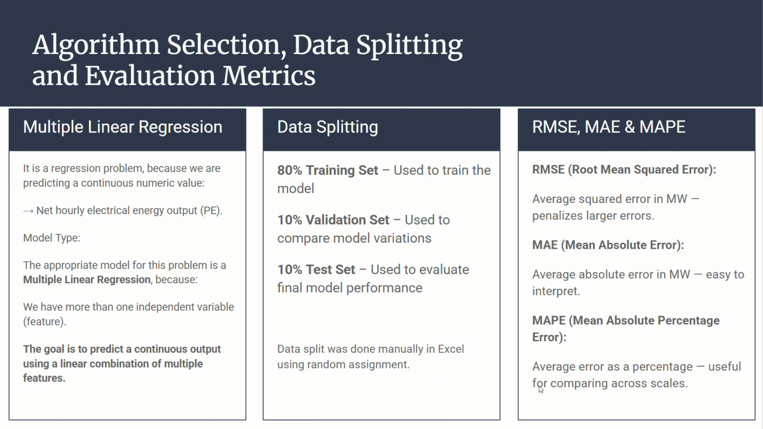Since the target variable is continuous, this is a regression problem. I chose multiple linear regression because it is simple, interpretable, and fits well with the data set. The data was manually split in Excel, 80% for training, 10% for validation, and 10% for testing. For evaluation, I used root mean squared error, mean absolute error, and mean absolute percentage error.